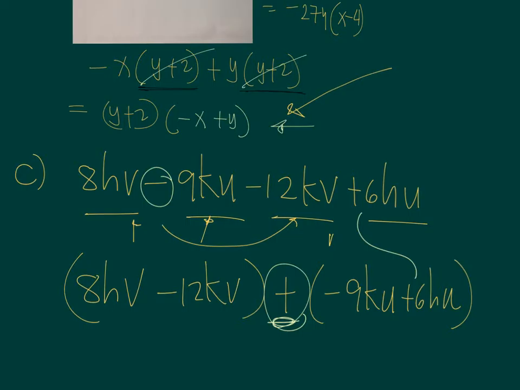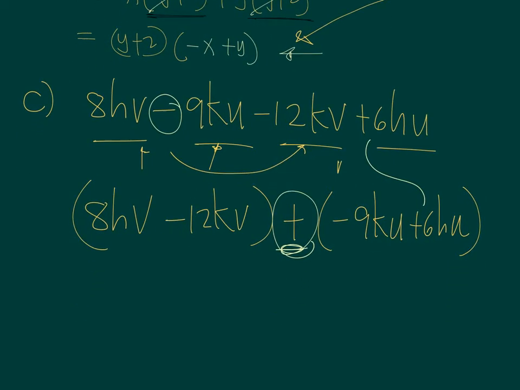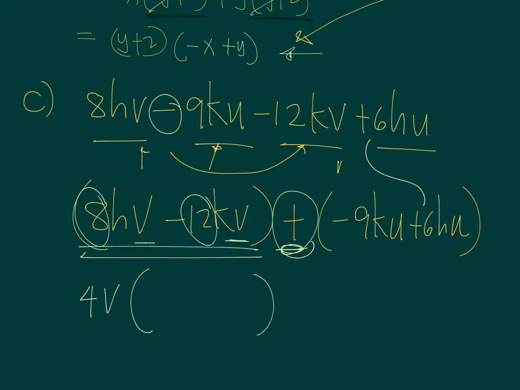So after you have grouped the expressions, what you can do is to find a common factor for each group. Like in this case, 8 and 12 has a common factor of 4, so I can factor out 4. At the same time, a common variable is v, so I'll factor out v. If I do that, this expression will become 2h, and then minus this on the other hand will become 3k.